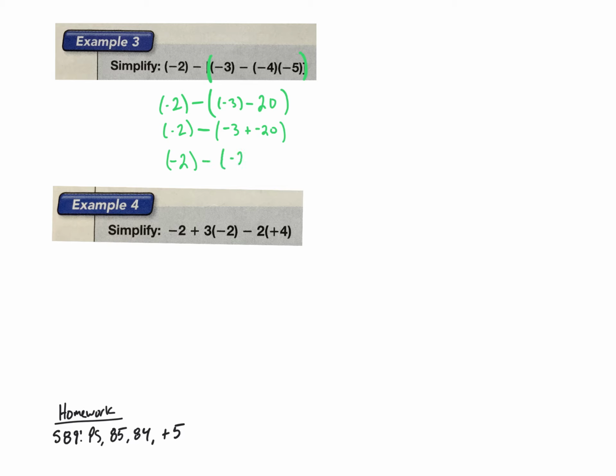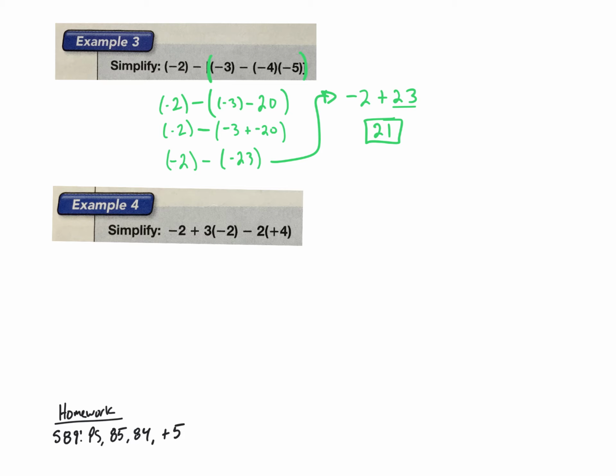minus negative 23, same sign, so add, keep. Coming up here, so I have more room. This is going to be negative 2. I'm going to add the opposite of negative 23, so it's going to be plus 23. Different signs, so I'm going to subtract: 23 minus 2 is going to be 21. Keep the sign of the bigger one, so the answer is just going to be 21.